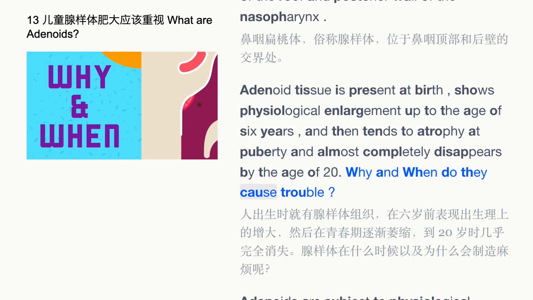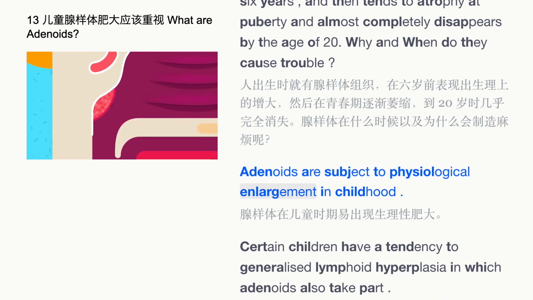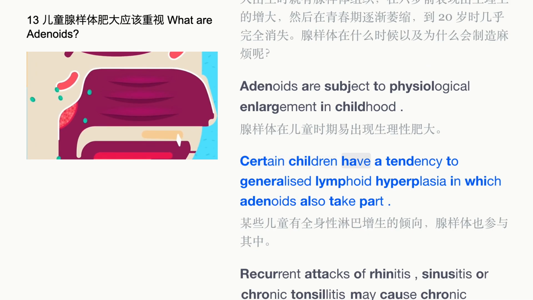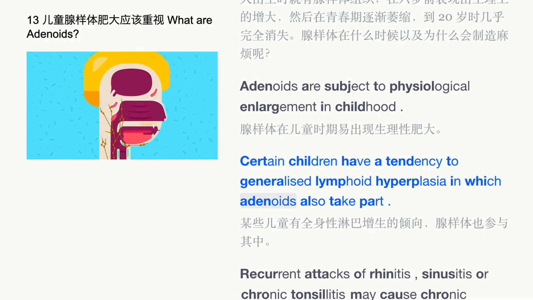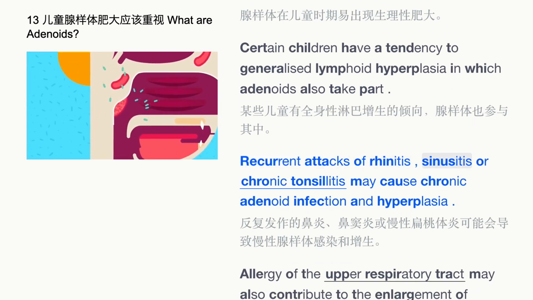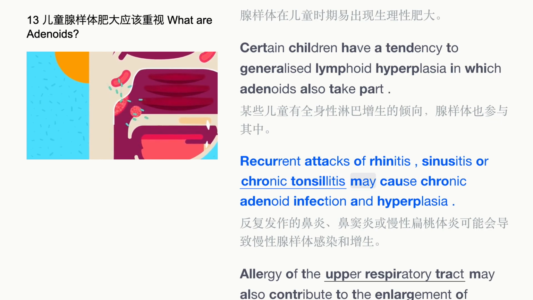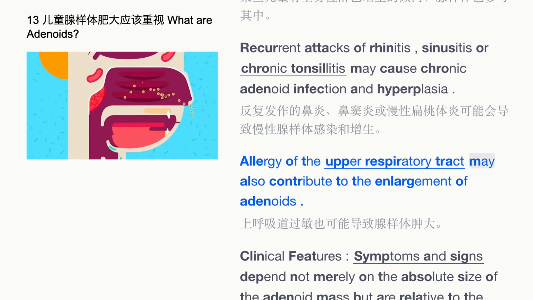Why and when do they cause trouble? Adenoids are subject to physiological enlargement in childhood. Certain children have a tendency to generalized lymphoid hyperplasia in which adenoids also take part. Recurrent attacks of rhinitis, sinusitis, or chronic tonsillitis may cause chronic adenoid infection and hyperplasia. Allergy of the upper respiratory tract may also contribute to the enlargement of adenoids.